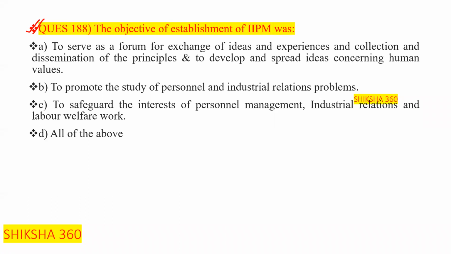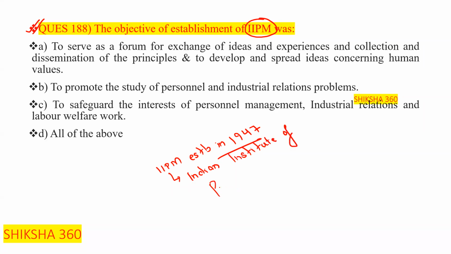Can anyone tell when IAPM was established and what its full form is? IAPM was established in the year 1947, and its full form is Indian Institute of Personnel Management.